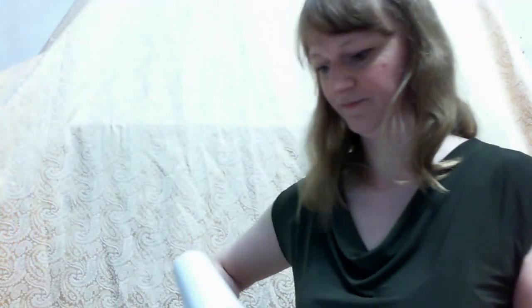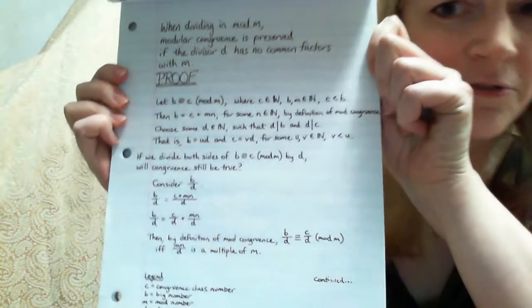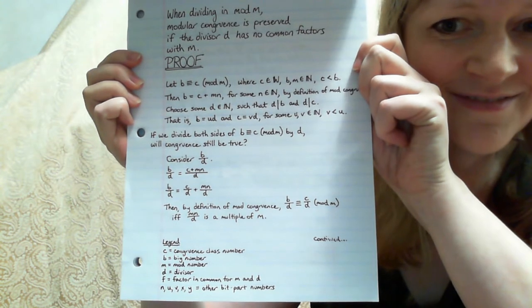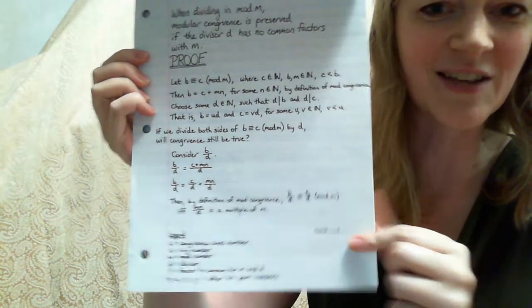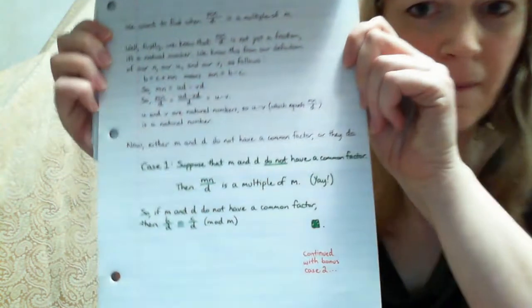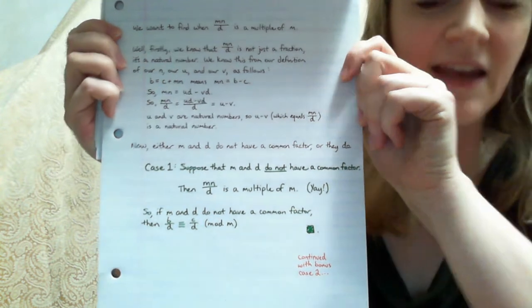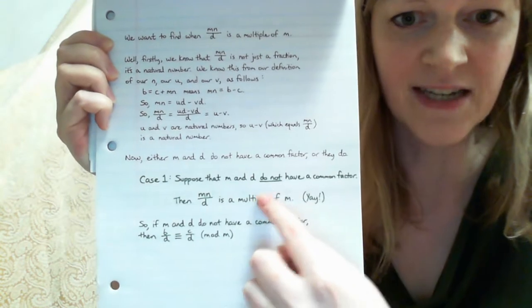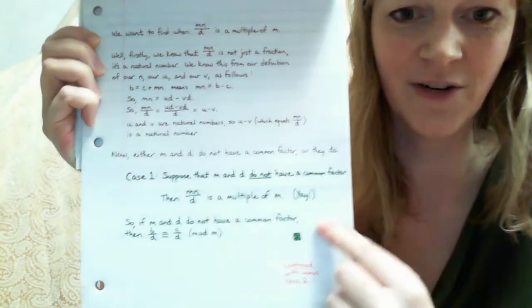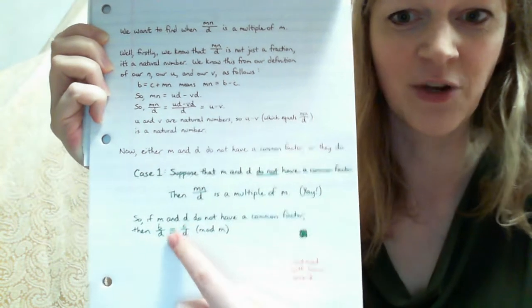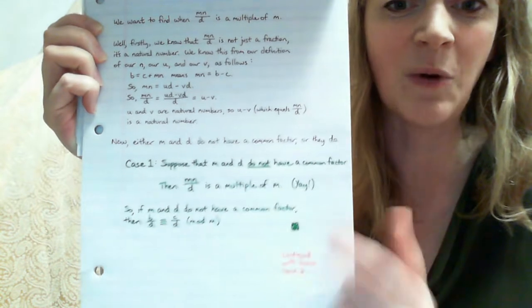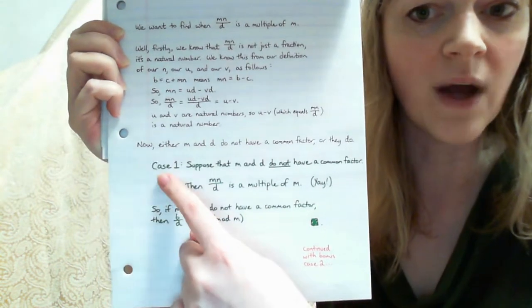In general, here is the proof. We'll get the whole thing on the page. Continued on the next page. And here we get our result. Suppose that m and d do not have a common factor, then we get the result that congruence is preserved when we divide both sides by d. This is exactly what we wanted, but it is only one case.